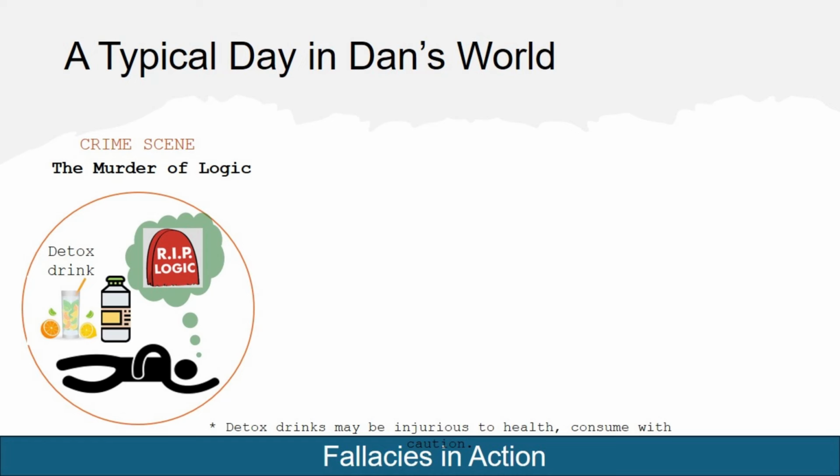Now, Dan's job here is not to investigate crimes or murder of real people. He investigates the murder of logic. So, who or what persuaded this man to consume this drink? Who killed his logic? So, Dan looks for clues from the crime scene. Clues means faulty arguments. Okay?